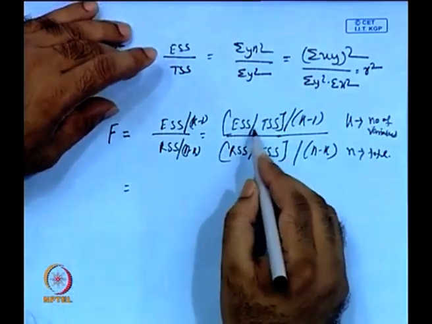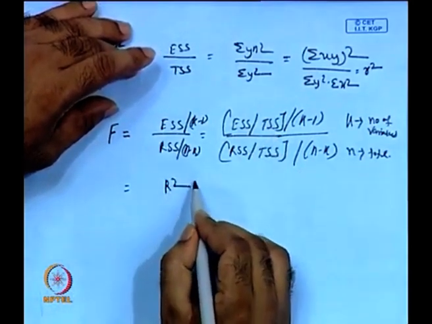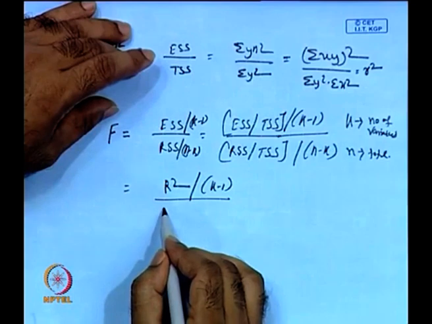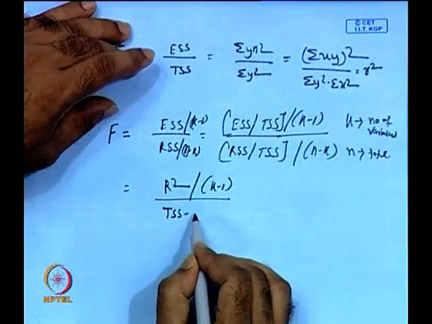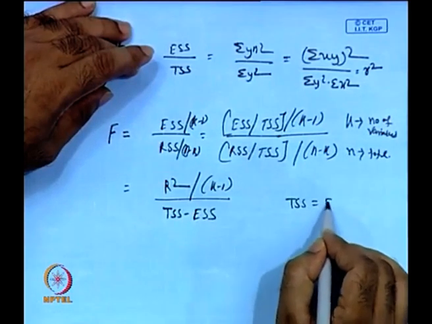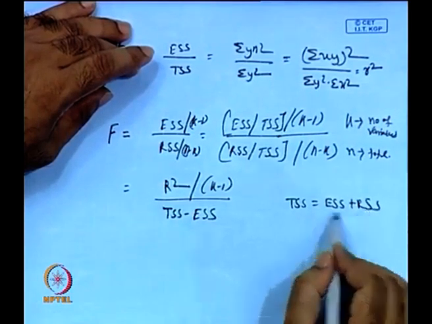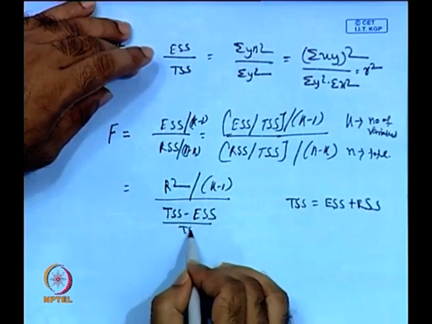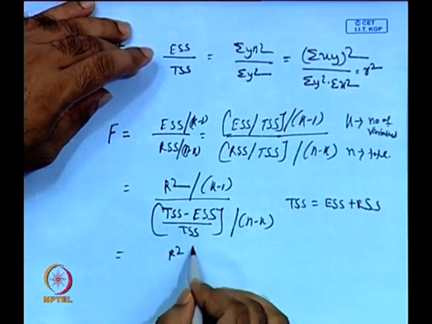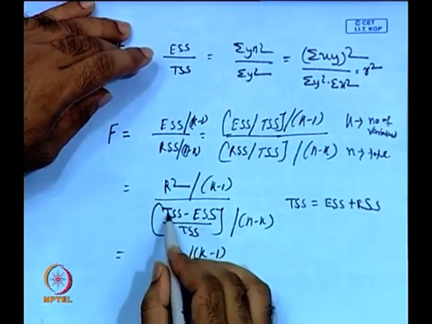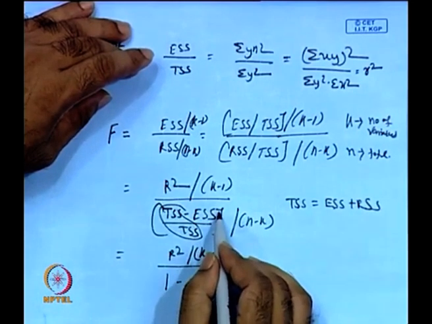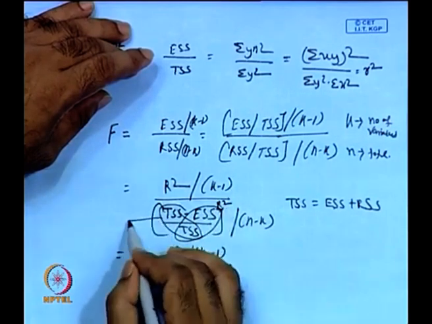Now ESS by TSS is nothing but R square, so it is R square by k minus 1, divided by RSS. RSS is nothing but TSS minus ESS, because TSS is equal to ESS plus RSS. So RSS by TSS equals TSS minus ESS divided by TSS, and the whole divided by n minus k. So this is R square upon k minus 1 divided by this term, which is 1 minus R square, because one component is R square and the other is equal to 1 minus R square.